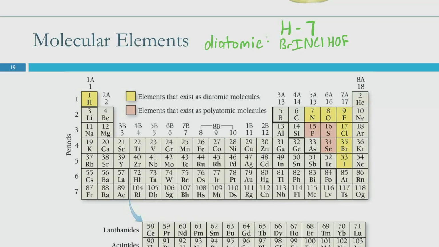Brinkelhoff. Brinkelhoff is another mnemonic device for remembering those. So this is all of these diatomic elements.